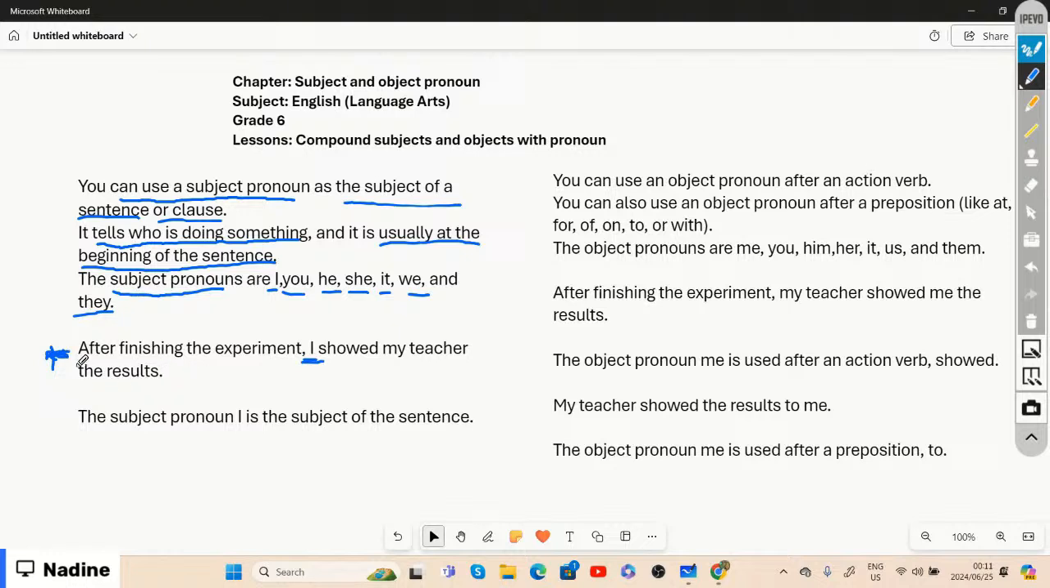But if we were to eliminate this whole part over here, or maybe put it somewhere else, then we would say, I showed my teacher the results after finishing the experiment. So this is basically just us twisting it, and putting after finishing the experiment first, I showed my teacher the results, which means that I is the subject pronoun within that sentence.